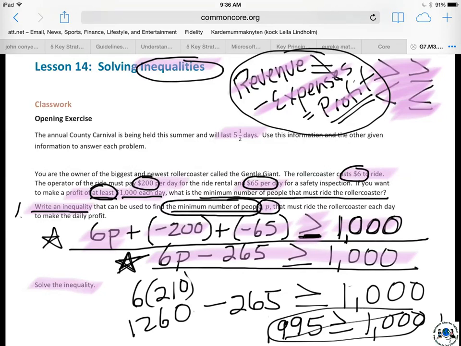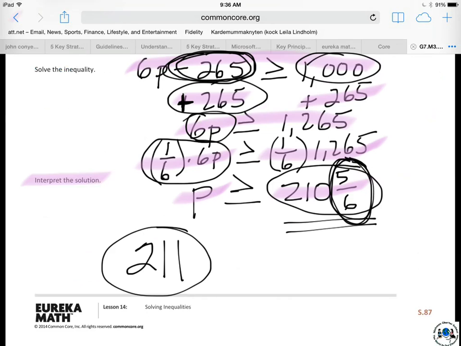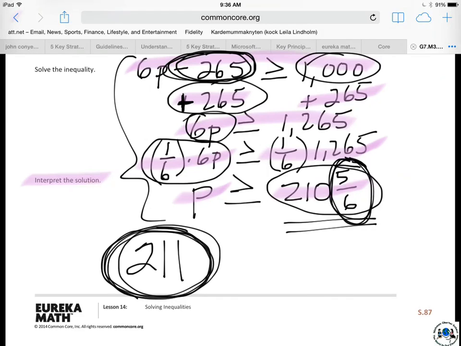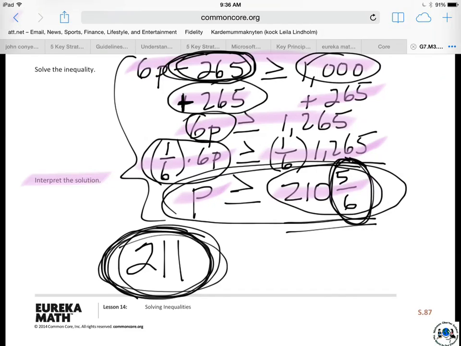Okay, so we figured that we have an answer of 211 to our question. The answer to solving the inequality, of course, would be this here. But again, like we had said, 210 and 5/6 people, there's no such thing as 5/6 of a person. So therefore our answer would be 211.